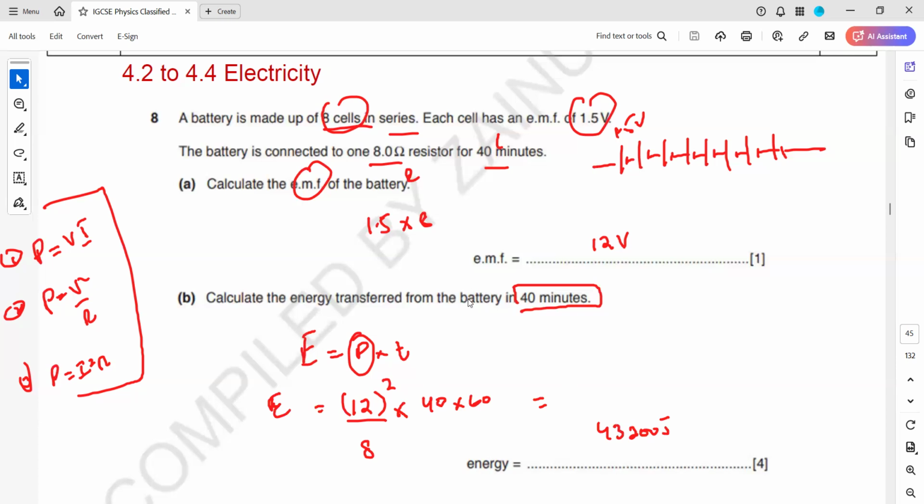Look, this question is of 4 marks. Whenever you see a question of 4 marks, this indicates that you have to use two different formulas. We need energy, and energy is power multiplied by time. But to work out the power, we have to use another formula. Whenever a question in physics involves the use of two different formulas, it's always of 4 marks.